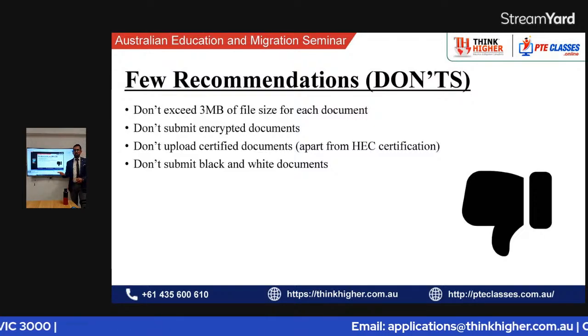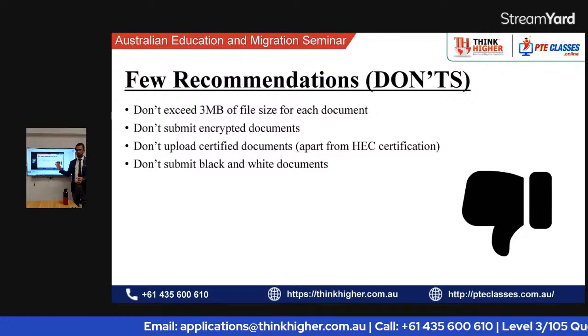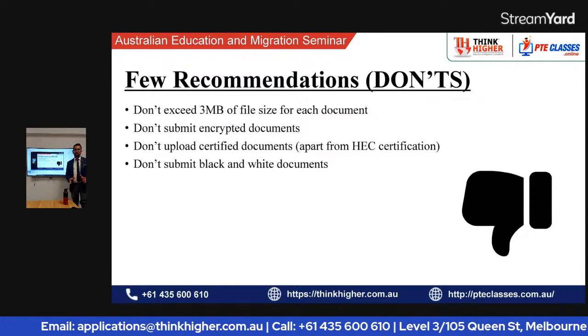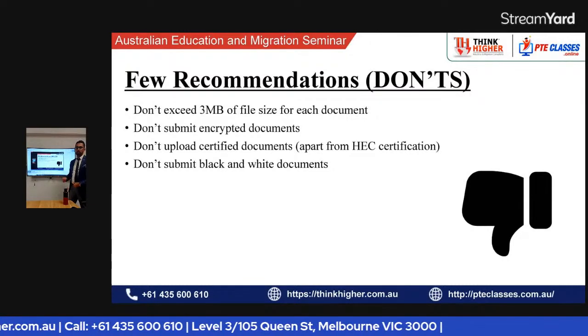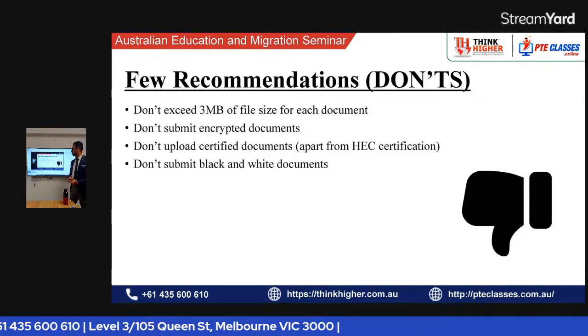Generally, ACS nowadays doesn't request corrections, so they can refuse the application straight away if they don't get documents as per the guidelines. So they're pretty strict these days, especially about the documentation part. Let's go to the next slide.